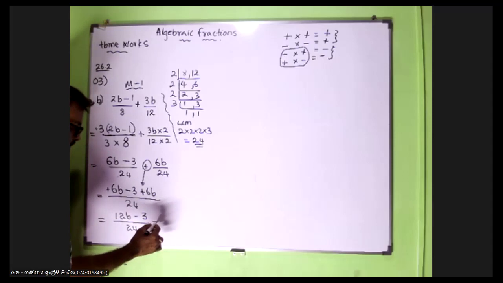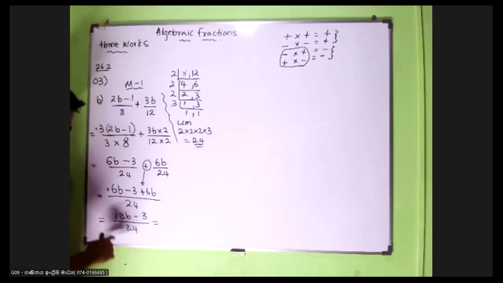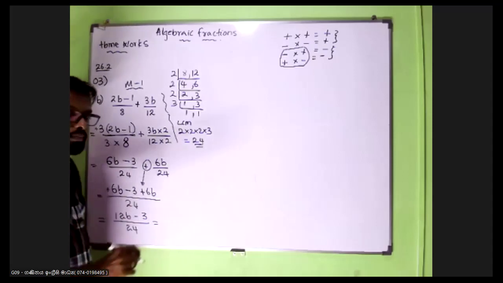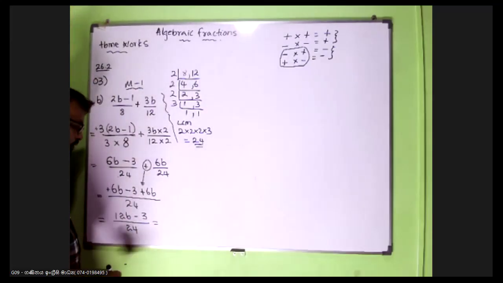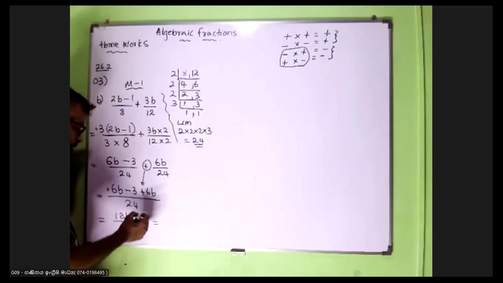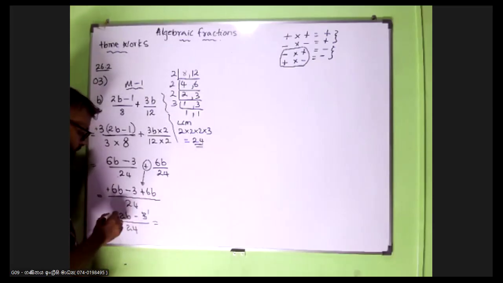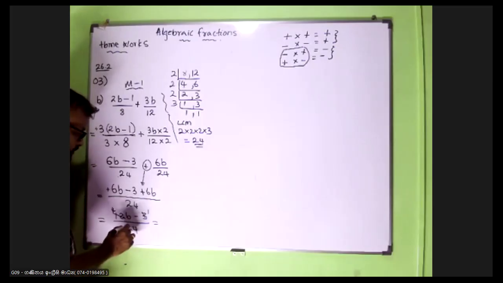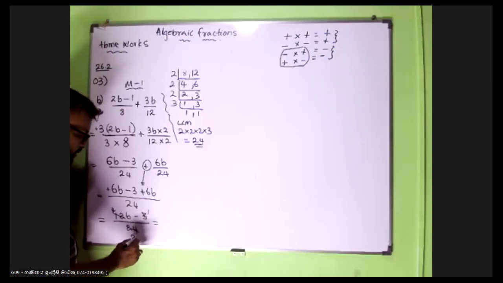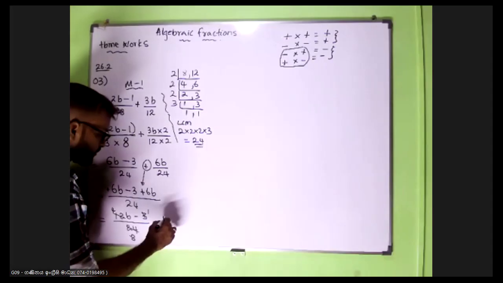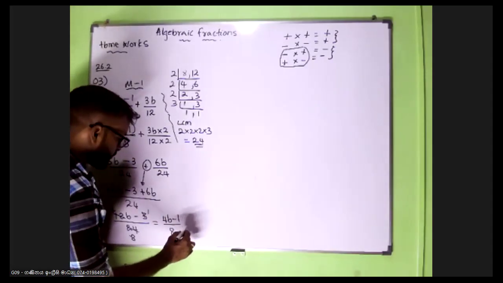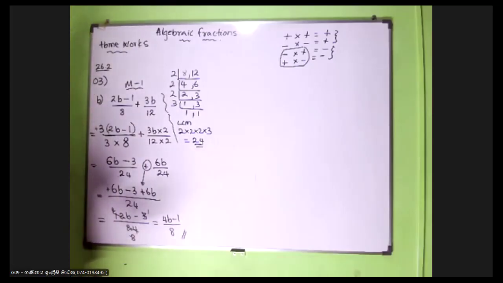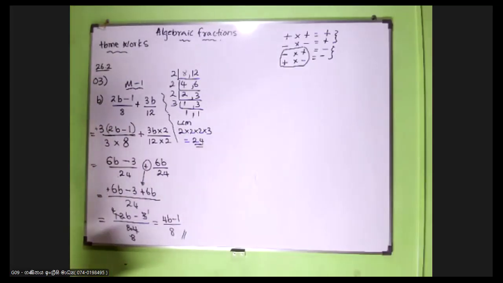So is this the final answer? No, because 12, 3 and 24 can be simplified further. The common factor is 3. 3 times 1, 3 times 4, and here 3 times 8. So your answer will be 4b minus 1 divided by 8. So this is method 1.